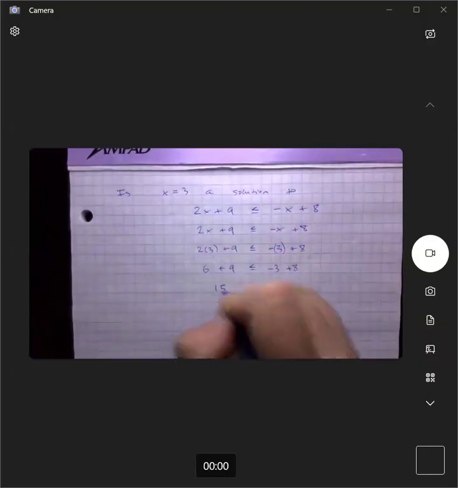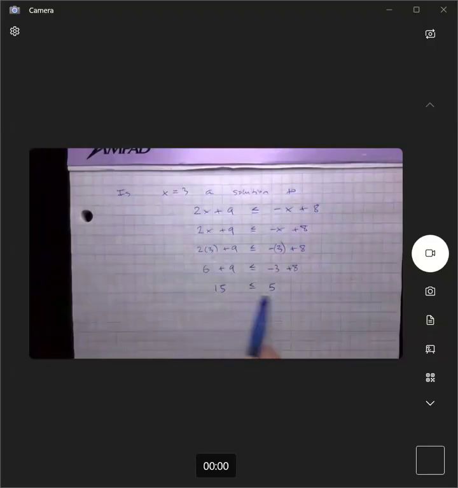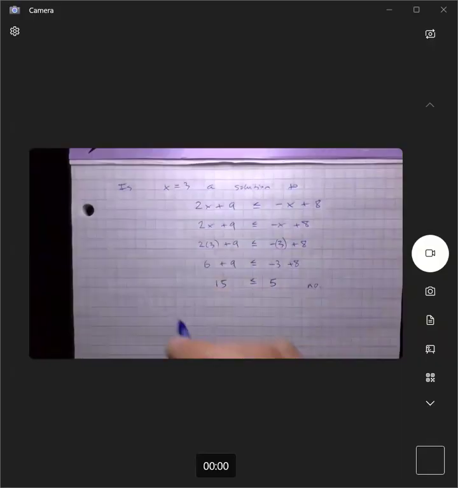So on the left side, we have 15. On the right side, we have positive 5. And the question is, is 15 less than or equal to 5? No. So x equals 3 is not a solution, because it is not an x value that makes the inequality true.